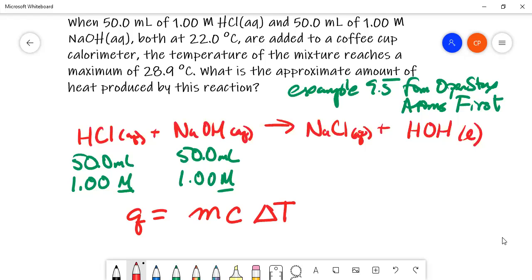Q equals M times C times delta T. Mass times specific heat times the change in temperature. That's a good starting place for what we want to accomplish. Okay. But there are things that are not given to us directly as we're going through this particular solution. Okay. The first problem in hand is, what's the mass?